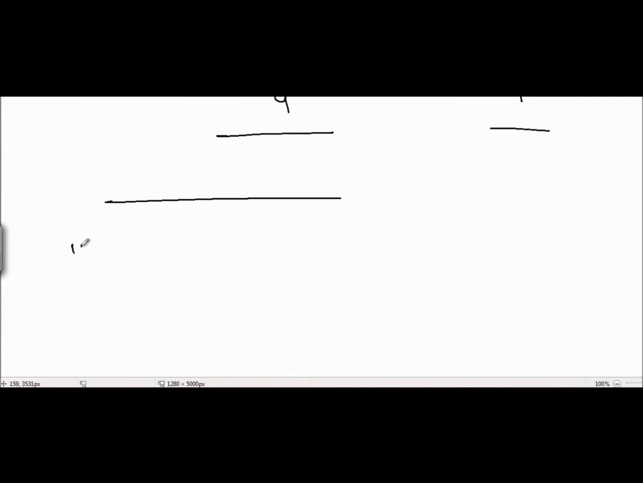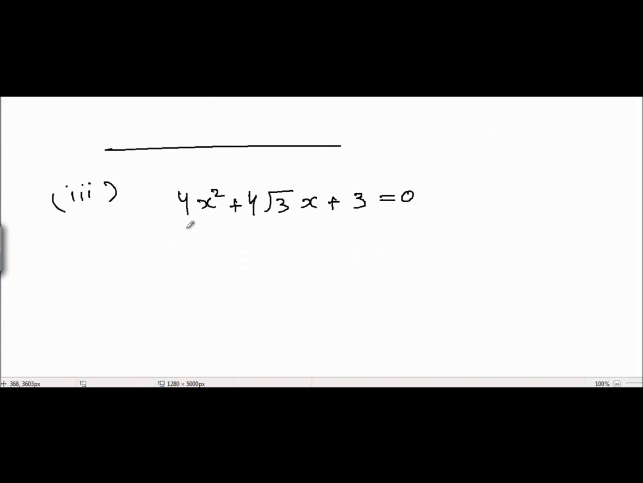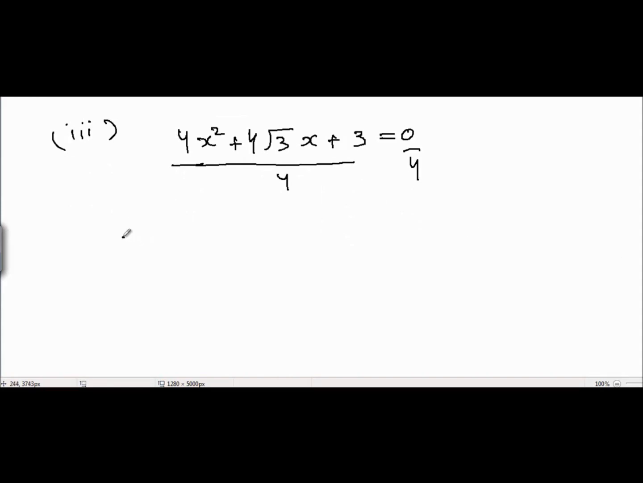And the third problem can be solved in a similar way. The third problem is 4x squared plus 4 square root of 3x plus 3 equal to 0. Again, the coefficient of x squared is not equal to 1. So I will make it equal to 1 by dividing the whole equation by 4. So I get here x squared plus square root of 3x plus 3 divided by 4 equal to 0.